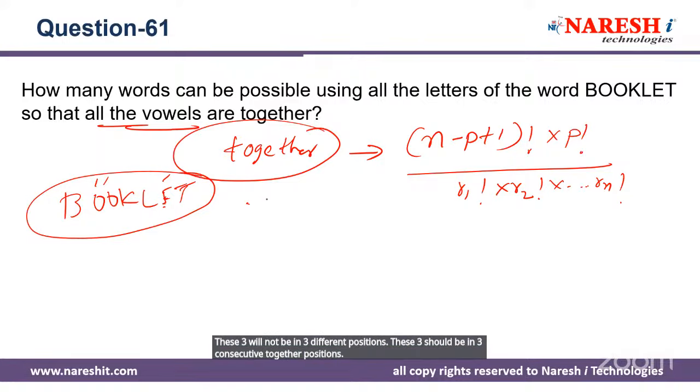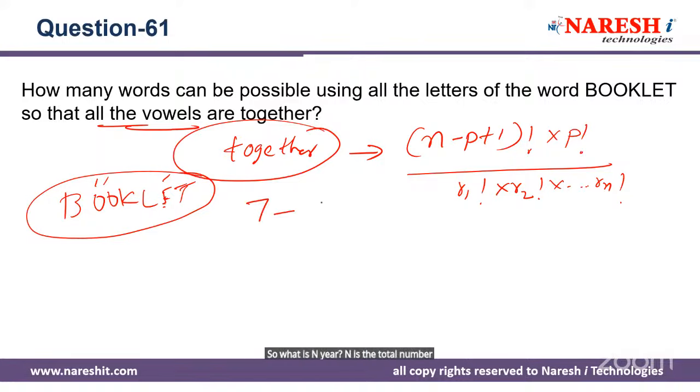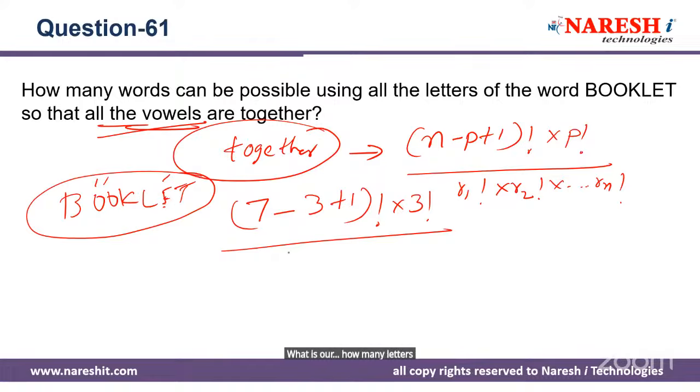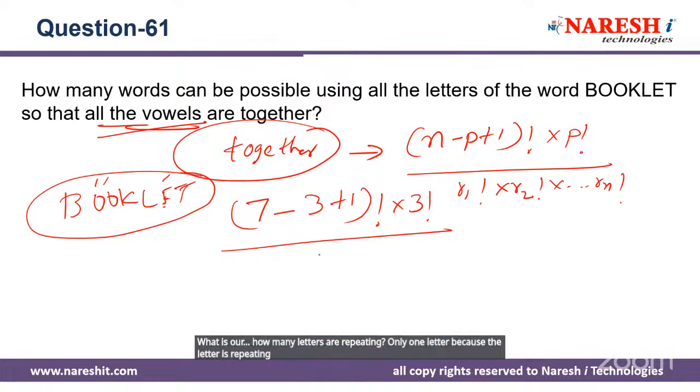So what is N here? N is the total number of letters, 7, minus P. What is P here? They're asking to put all the vowels together. How many vowels? That is P. P is 3 vowels, plus 1 factorial into again 3 factorial. What is R? How many letters are repeating? Only one letter is repeating, that is 2 times O.